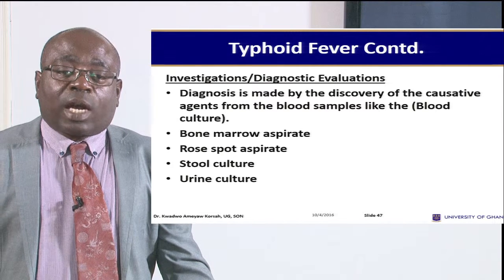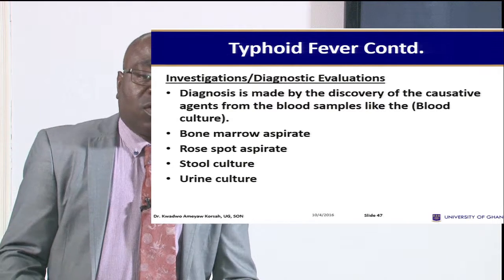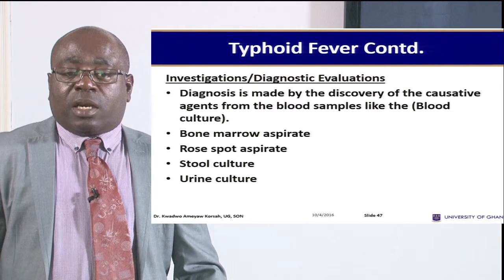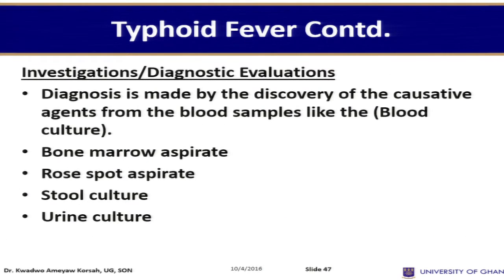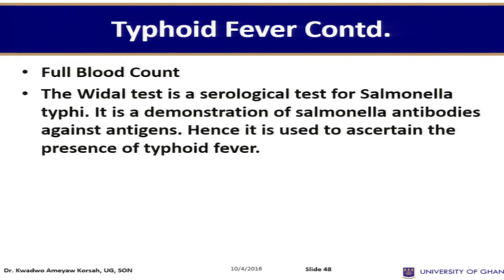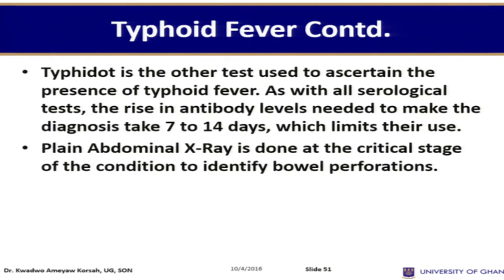So let us look at investigations, diagnostic evaluation. So diagnosis is made by the discovery of the causative organism from blood sample, like the blood culture. We can also do advanced studies, for instance, bone marrow aspirate. We can also take specimen from the rose spots, and then we can also look at stool culture, urine culture, and then identify the organism. We can also do full blood count. We can also do Widal test, which is a serological test for Salmonella typhi. And then we can also do other investigations. We have Typhidot, which can also be done.